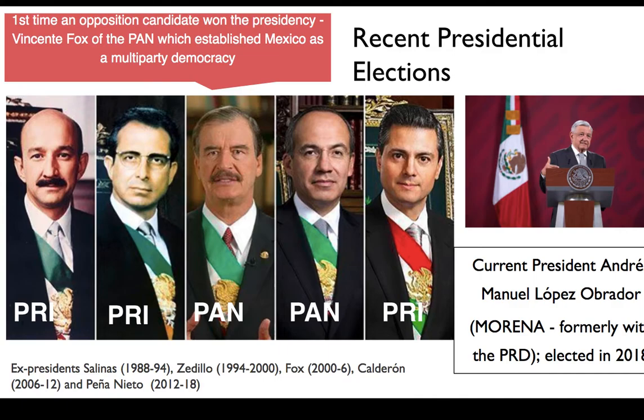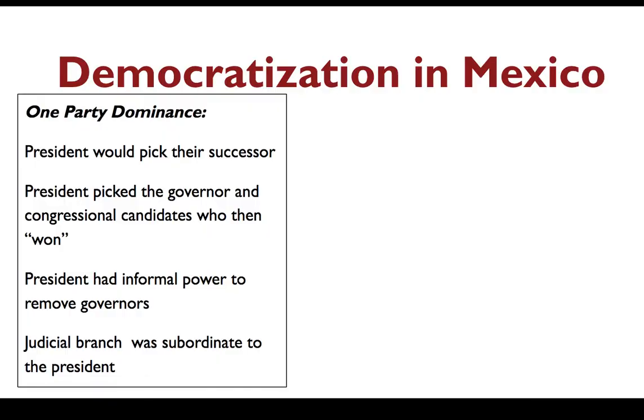They went from having a one-party system to now having a multi-party system in Mexico. They had one-party control. Now they have 3 political parties that are all national parties that get seats in Congress and can actually run for and win the presidency.